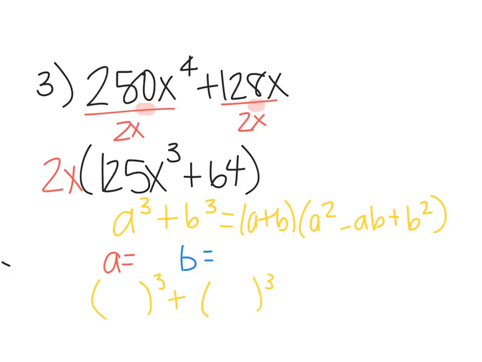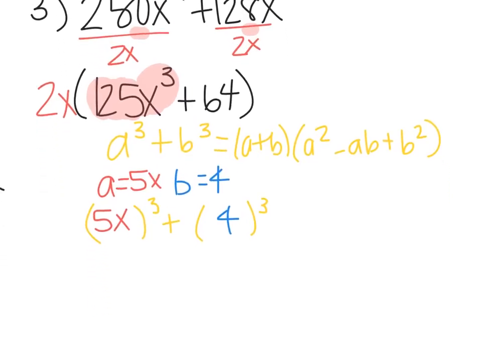So thinking about 125, 125 I know is 5, and then don't forget you have your x to the third, which means that it's really 5x, which makes sense because if you were to multiply 5x times 5x times 5x, you would get 125x to the third power. And then I'm going to do the same thing with 64. So 64 from our list yesterday was 4 to the third power. So that means a is 5x and b is 4.